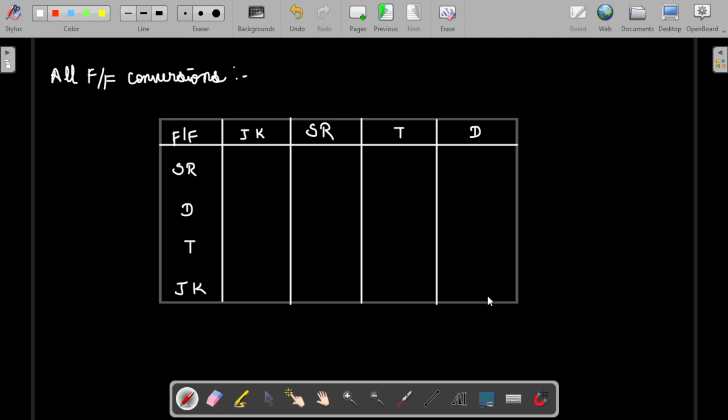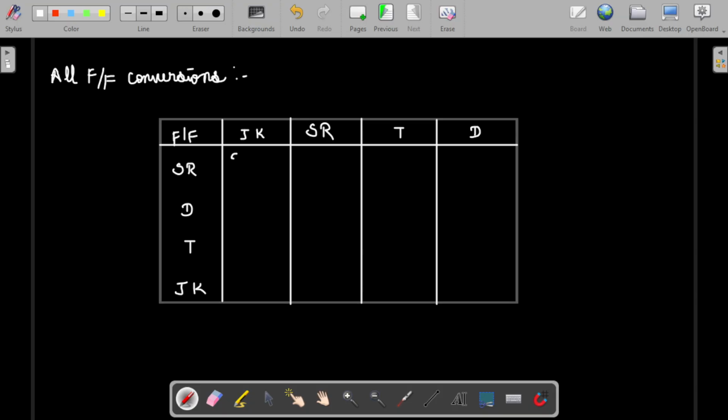Want to know the simple table for all the conversions of flip-flops? So this is the table, guys. You can remember it, or you can easily remember all the shortcuts to find the conversion from one flip-flop to another flip-flop. So let's get into it. The SR flip-flop to JK flip-flop conversion, we have already done.